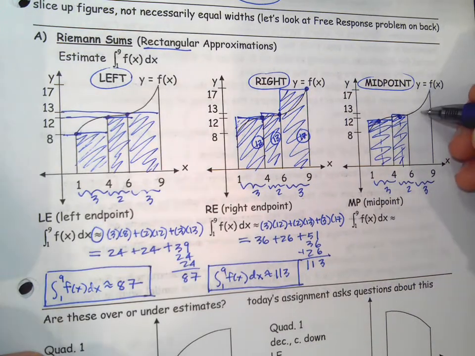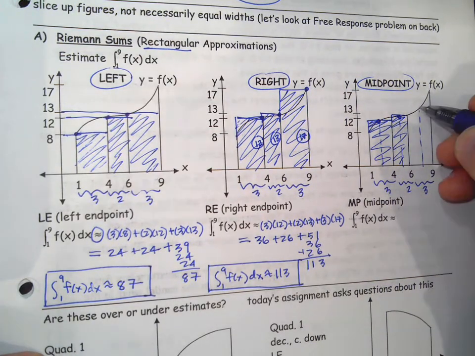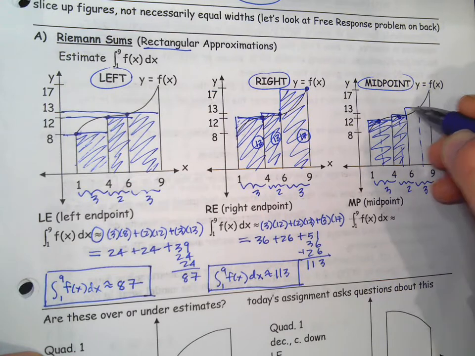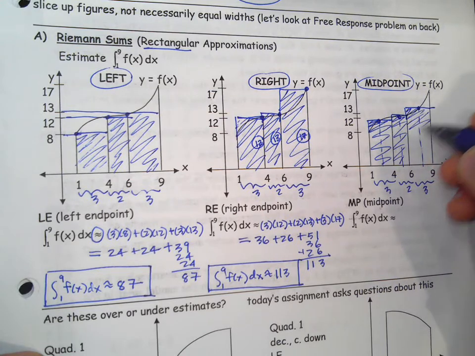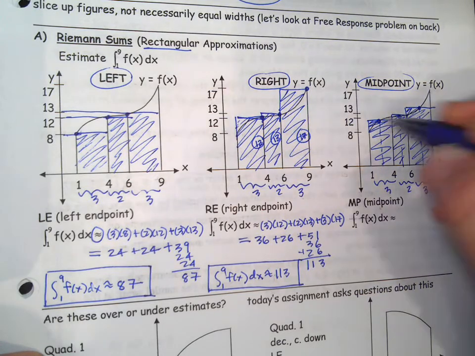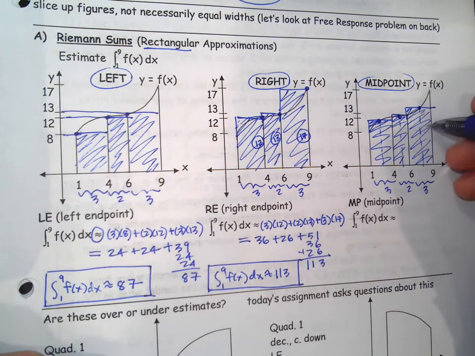Now, what you might notice is you get a little over and a little under error. So this one seems better than these other ones, right? This one's probably closer to the actual value.